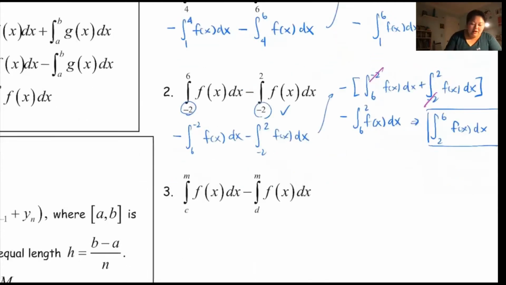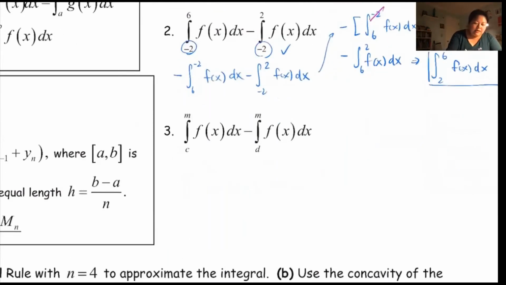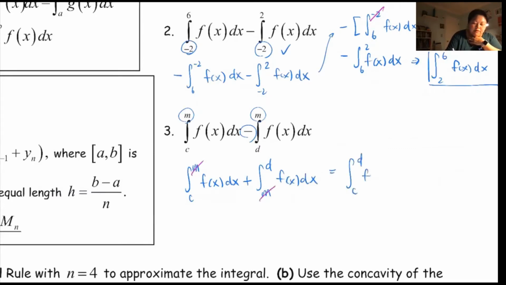Okay. All right. Next one, I see that I want m and m because those are the only two numbers that match, right? Well, the first m is in the right place, the second one isn't. So to move the m to the bottom, I need to add a negative to it. So now this looks like c to m, f of x dx. Add a negative, it's already a negative here. This becomes plus m to d, f of x dx. And then the beautiful thing is m's go away, leaving you with just integral c to d, f of x dx. Right, and you're done.